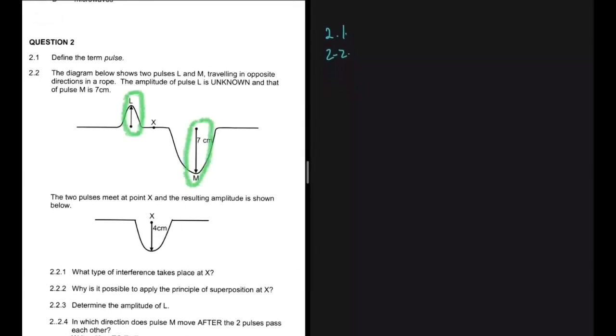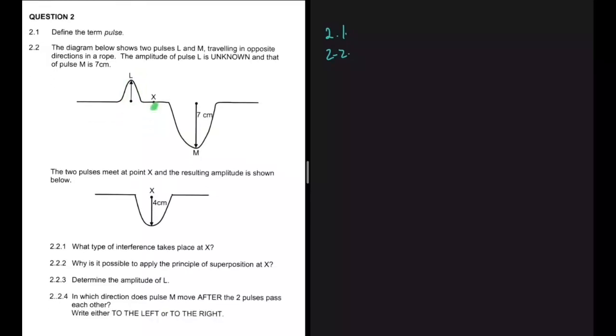We have pulses L and M traveling in opposite directions in a row. The amplitude of pulse L is unknown and that of pulse M is 7 centimeters. Then the two pulses meet at point X. Point X is right here. The resulting amplitude is shown below: a resulting amplitude of 4 centimeters.